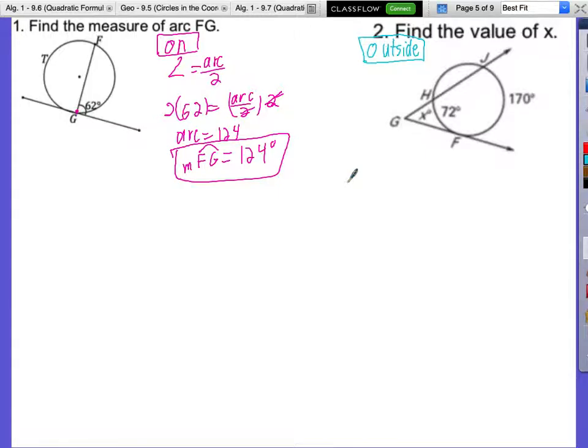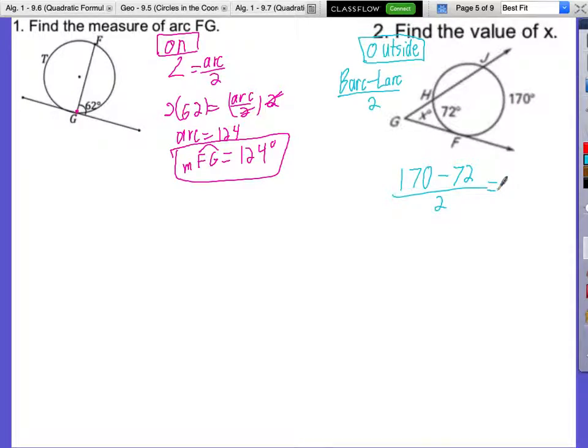Gracie said my favorite one, which was bark minus lark over 2. So we take the big arc, subtract the little arc, divide by 2, and that'll get our angle. So what's our big arc here? 170. How do we know that's a big one? Because it's bigger. Okay. What's our little arc? 72. And what do we divide by? 2. And that'll give us our angle.